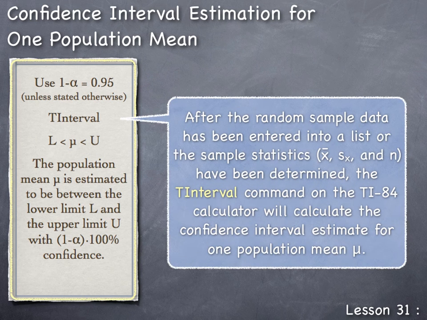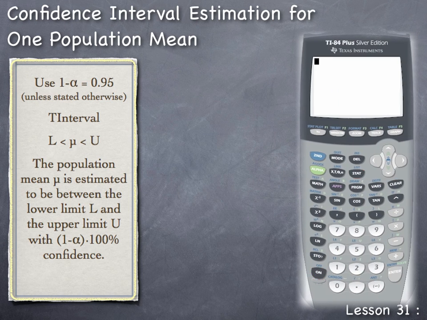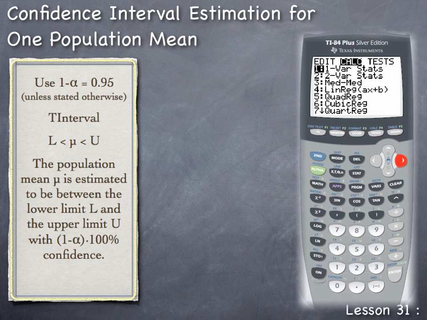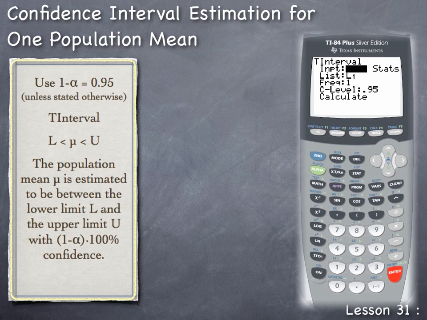Now, after the random sample data has been entered into a list, or the sample statistics, x bar, s sub x, and n have been determined, the t-interval command on the TI-84 calculator will calculate the confidence interval estimate for one population mean mu. So to find the t-interval command on the TI-84 calculator, we press stat, because we're doing statistics, arrow over to the test menu. This is where all the confidence interval and hypothesis test commands are found. Arrow down till the cursor is next to t-interval. Press enter to select. Then you tell the calculator what we have to input.